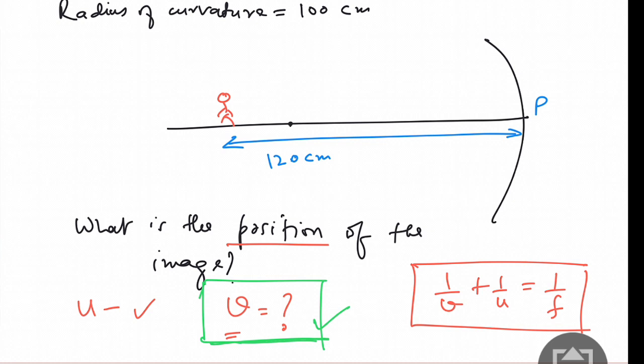Okay, so some of you are saying 60, some of you, one person said 7p, I don't know what it means. So now let's do the calculation. 1 upon v plus 1 upon u equals 1 upon f. Now let's see what are the values here.